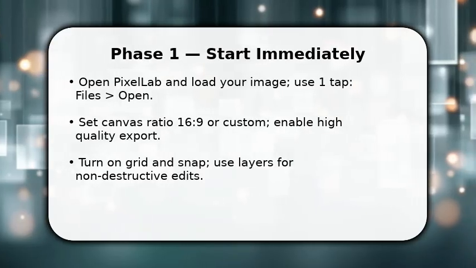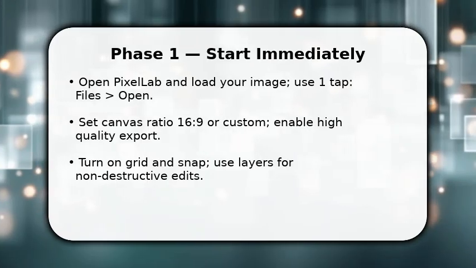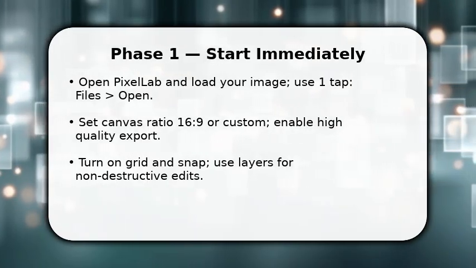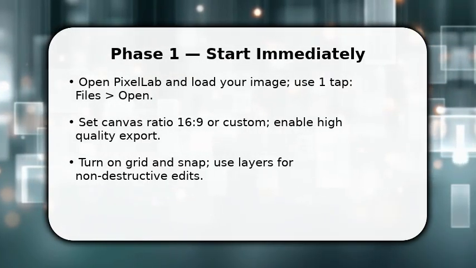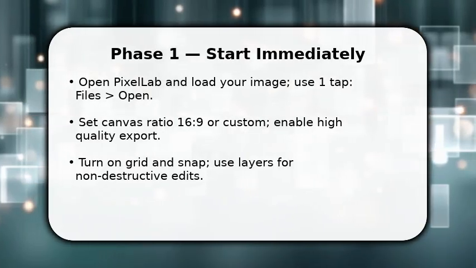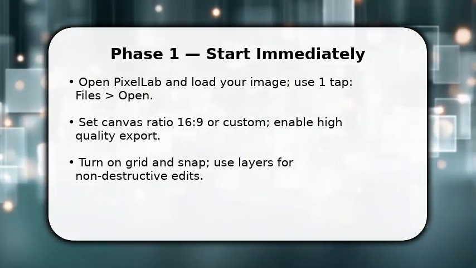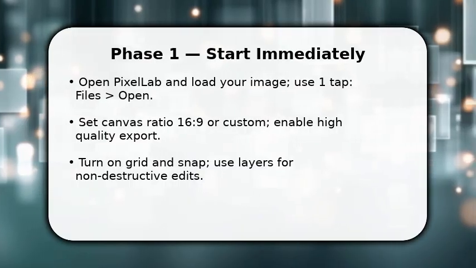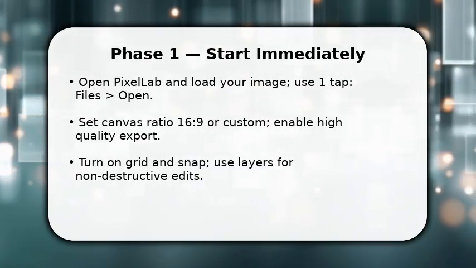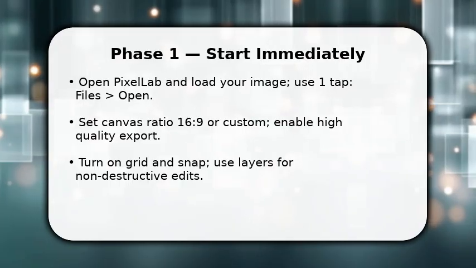You start by importing the image and locking a clear objective. Crop for composition, not just size. Once loaded, set the canvas ratio to 16:9 or a custom frame so output matches the platform. Make sure to enable high-quality export early, otherwise details are lost later.